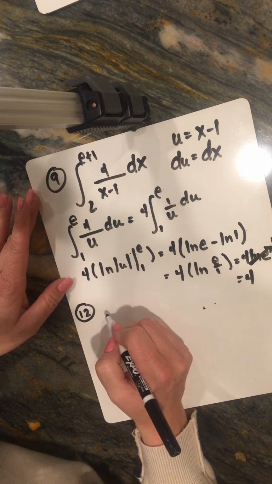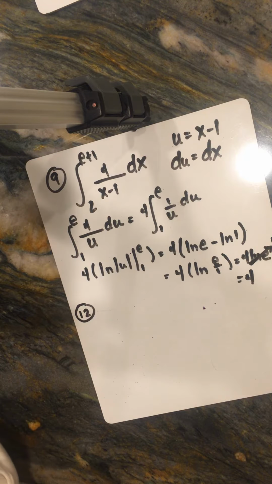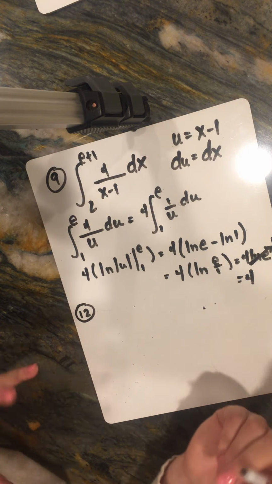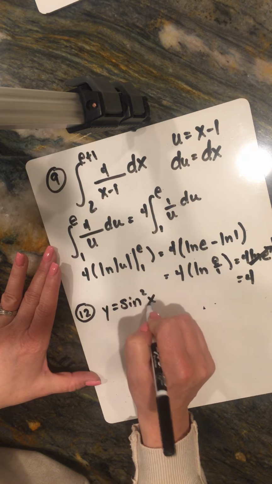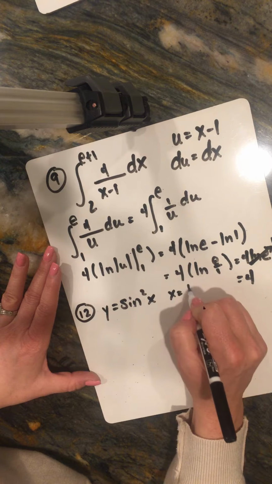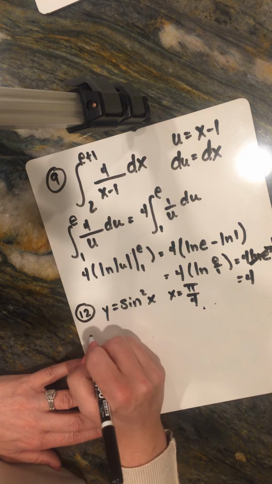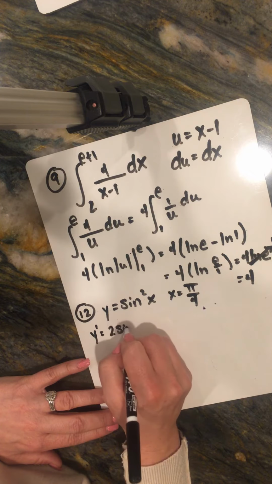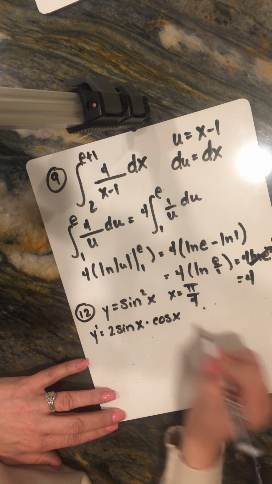All right, we've got y equals the sine squared of x. And they're asking us to find the equation of the tangent line to the graph. So that tells me we've got to find a derivative. So y equals sine squared x, and they want the derivative at x equals pi over 4. So we need to find y prime. So 2 sine x, it's a chain rule, times the derivative of sine, which is cosine.